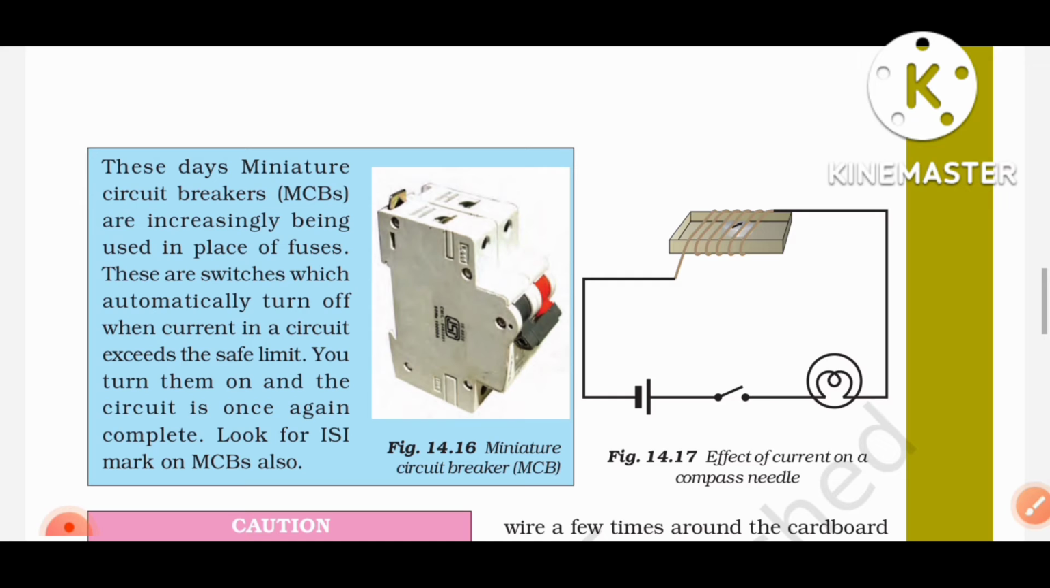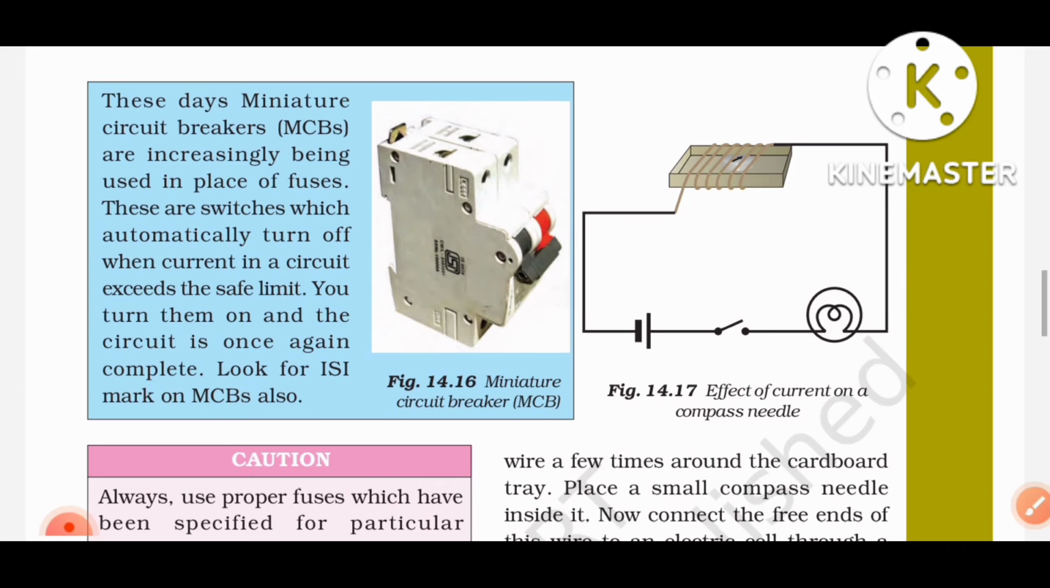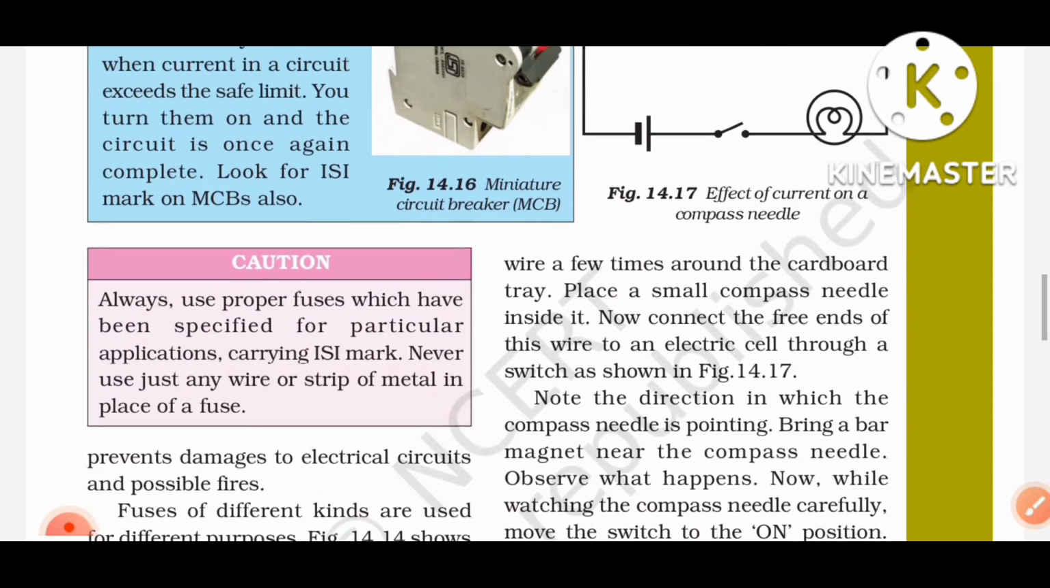These days, miniature circuit breakers (MCBs) are increasingly being used in place of fuses. These are switches which automatically turn off when the current in a circuit exceeds the safe limit. You turn them on and the circuit is once again completed. Look for the ISI mark on MCBs also. Figure 14.16 Miniature Circuit Breaker (MCB).